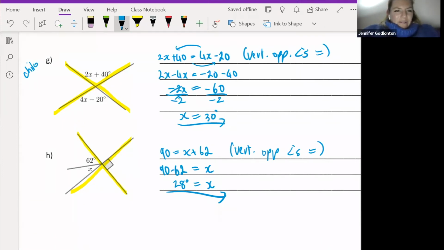Okay, I feel like we're getting on good terms with vertically opposite angles. Are we feeling okay with them? Can you give me a number from 0 to 10? How are we feeling so far? Good, good. 10, awesome. Okay, I like it. Oh, 11.